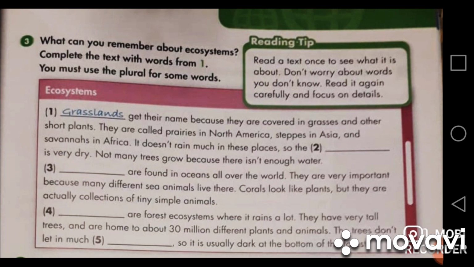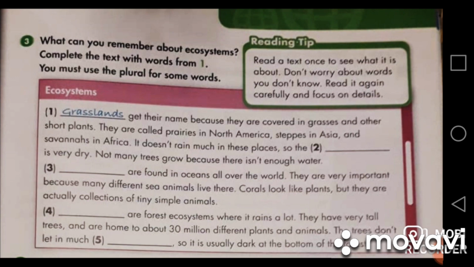Rainforests are the ecosystem where it rains a lot, so you will write rainforest in blank number 4. They have very tall trees and are home to about 30 million different plants and animals. The trees don't let in much dash sunlight. In 5th blank, you will write sunlight. So it is usually dark at the bottom of the forest. You can take help from the given reading tip to complete these blanks.